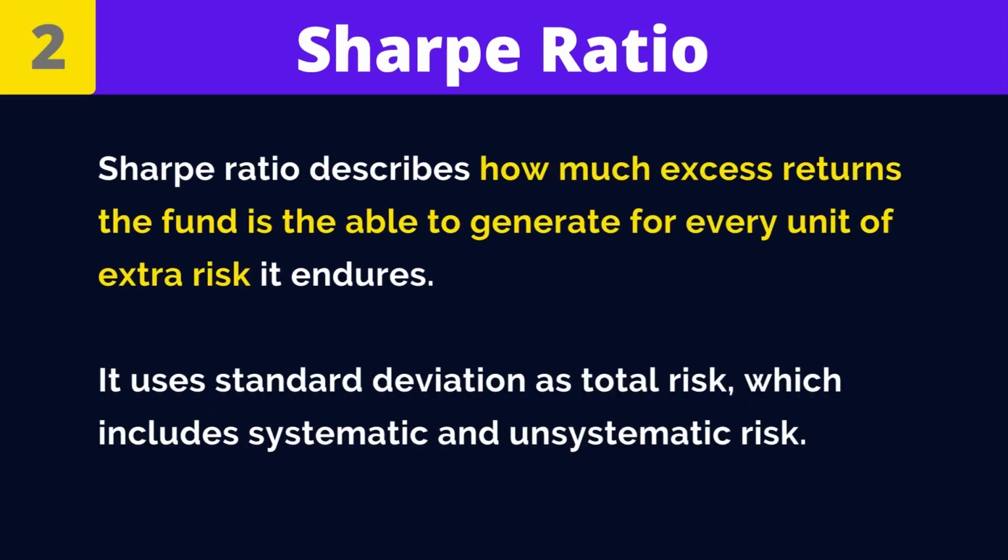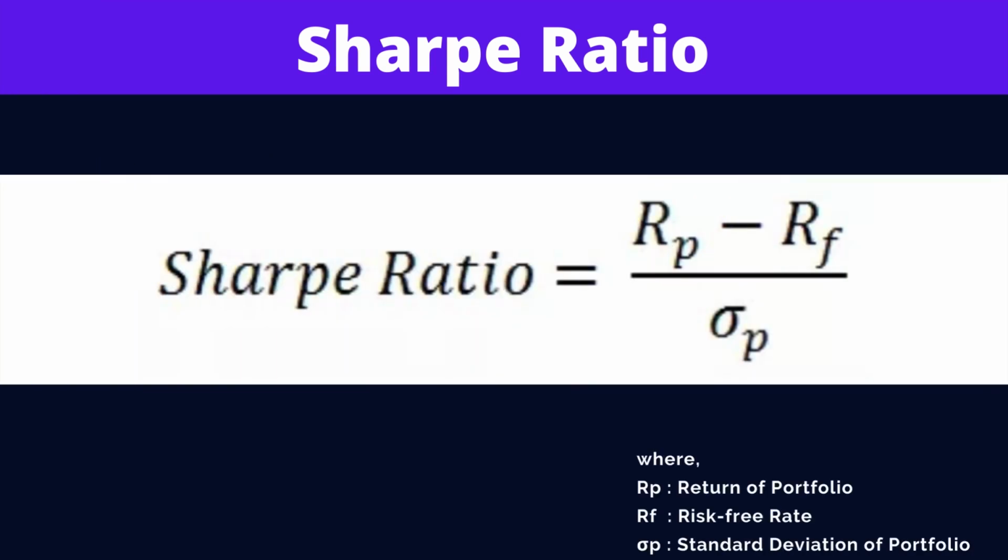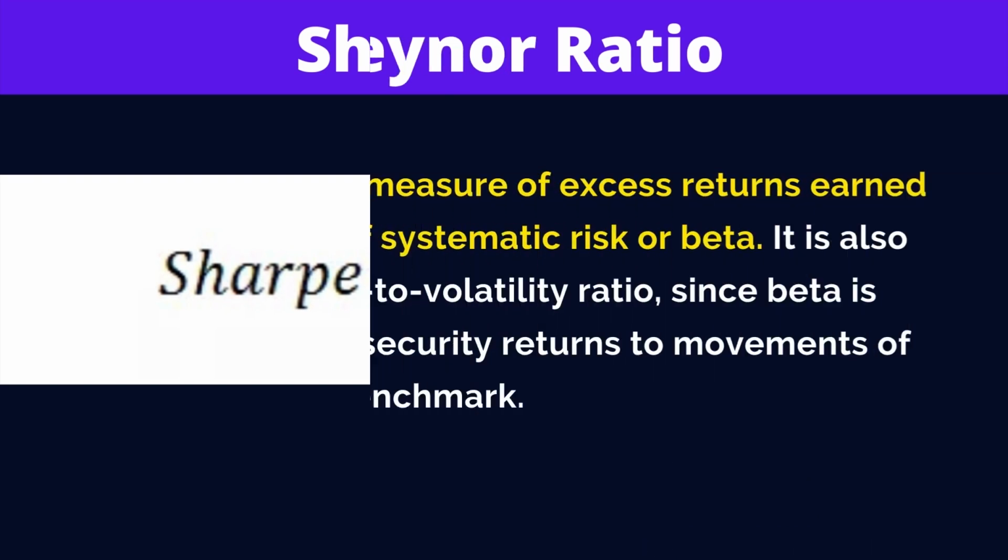Number 2. Sharpe Ratio. Sharpe Ratio describes how much excess returns the fund is able to generate for every unit of extra risk it endures. It uses standard deviation as total risk, which includes systematic and unsystematic risk. The formula for Sharpe Ratio is the difference between the portfolio returns and risk-free rate divided by the standard deviation of the portfolio.